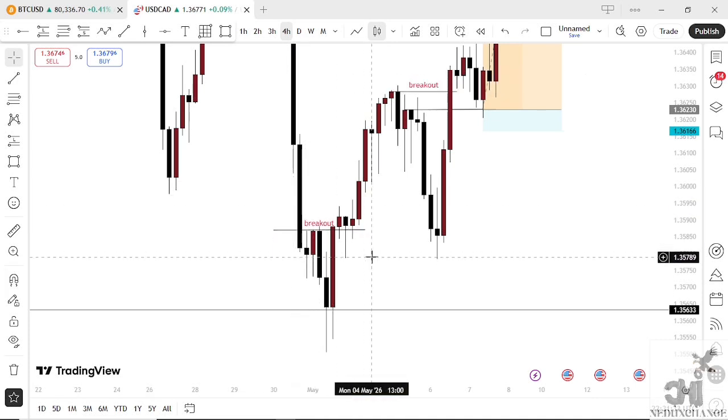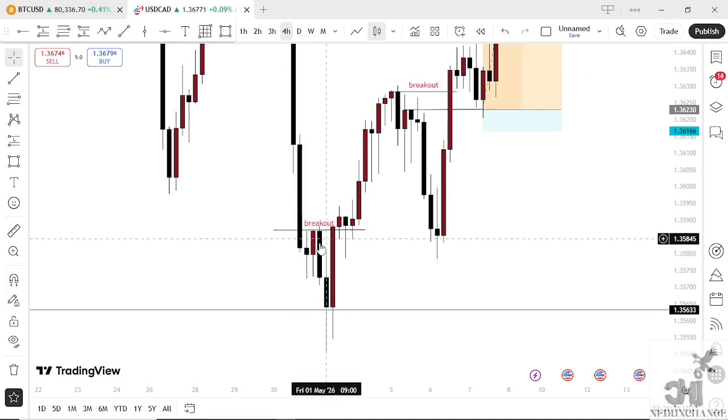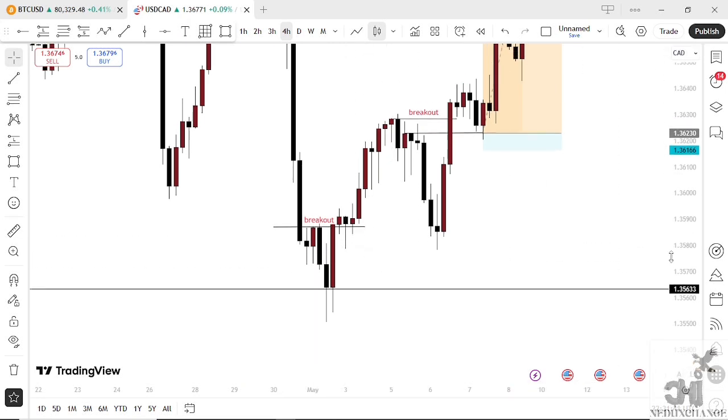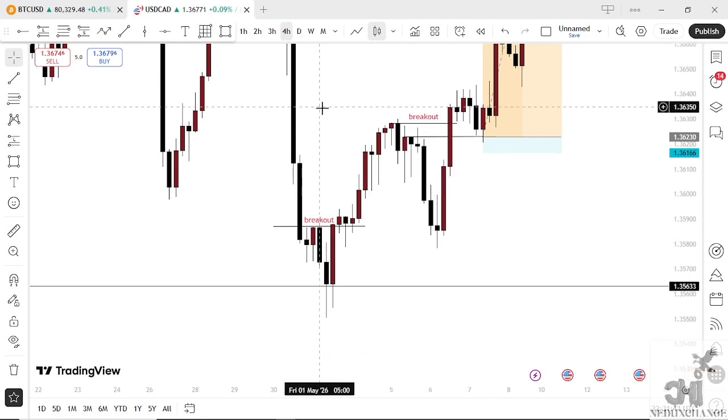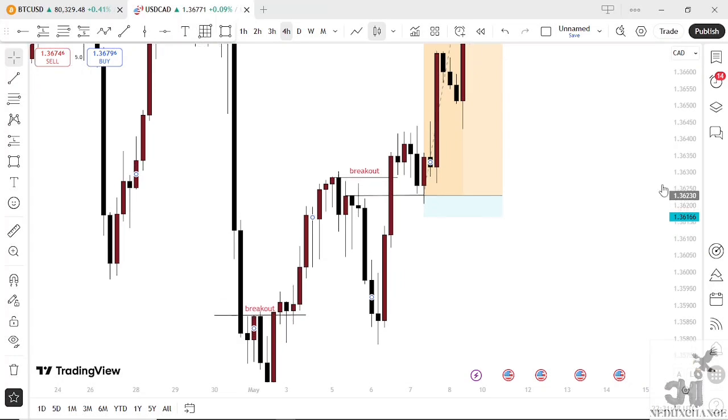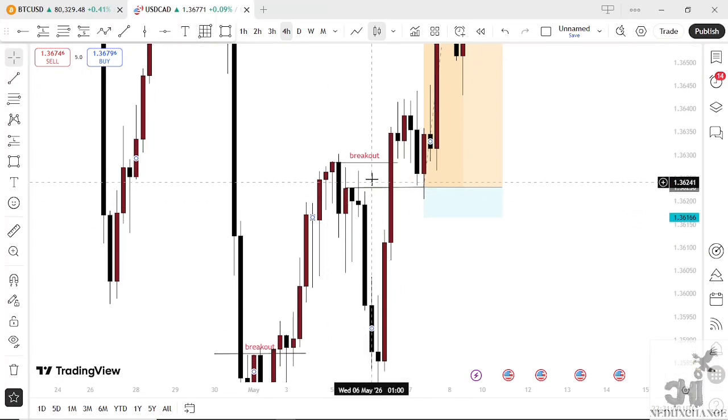Close the breakout. Now, after the breakout happened, once again I used the 4 hour for entry because it gave me everything I was looking for. I did not have to go down to the lower time frames to get this entry because the 4 hour gave me everything I was looking for. My bad, I forgot. Let me finish up with this one. Okay. The 4 hour breakout happened here.